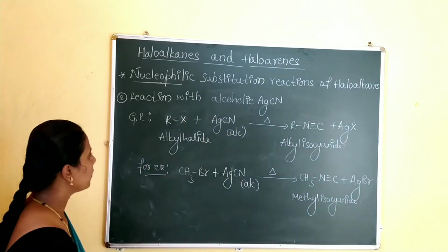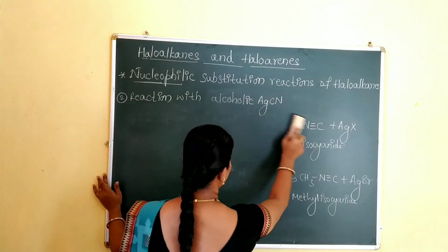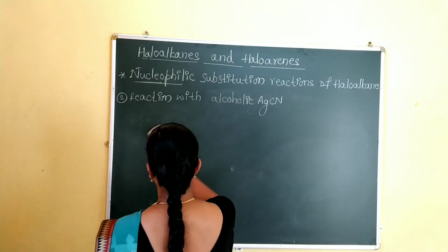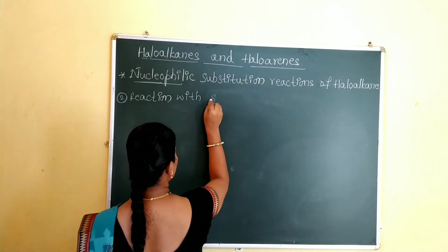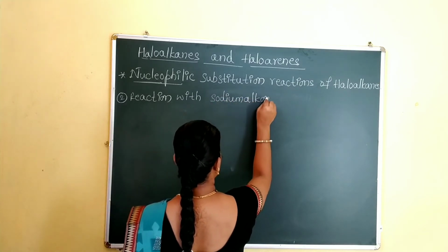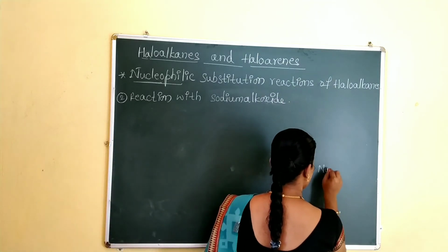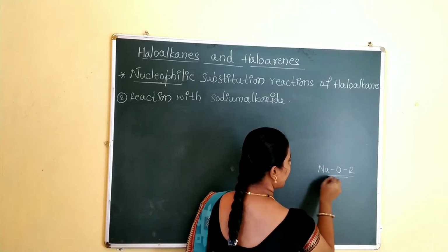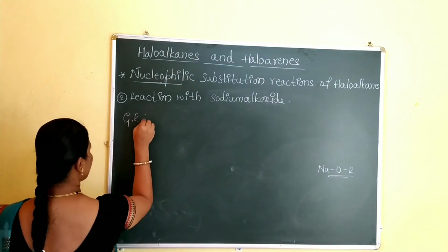Methyl isocyanide is formed. And next one is reaction with sodium alkoxide. First, see here, sodium alkyl oxide. This is how we have to write sodium alkoxide. Okay. See here, I will write the general reaction first.